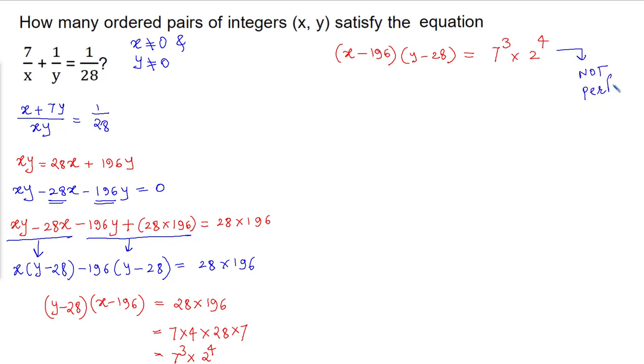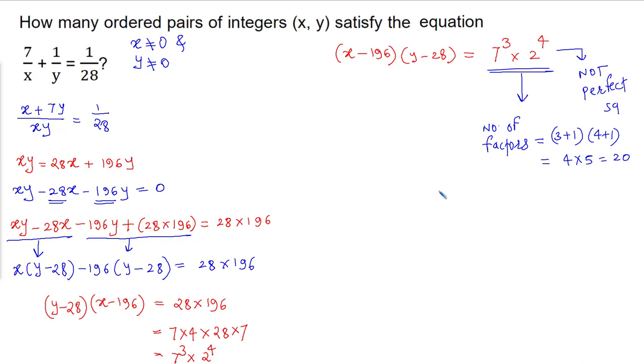Okay everyone, in the last two examples that we did in the first two videos, the number was a perfect square. Over here that number is not a perfect square. So let's find the number of factors. The number of factors of this number is 3 plus 1 into 4 plus 1, that is 4 into 5, which is equal to 20. So in how many ways can this number be expressed as a product of two numbers?